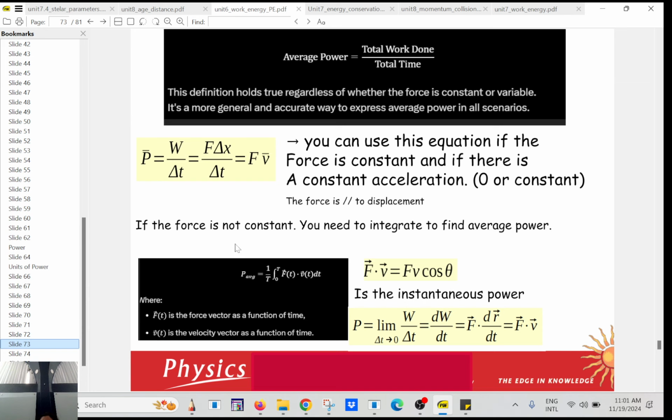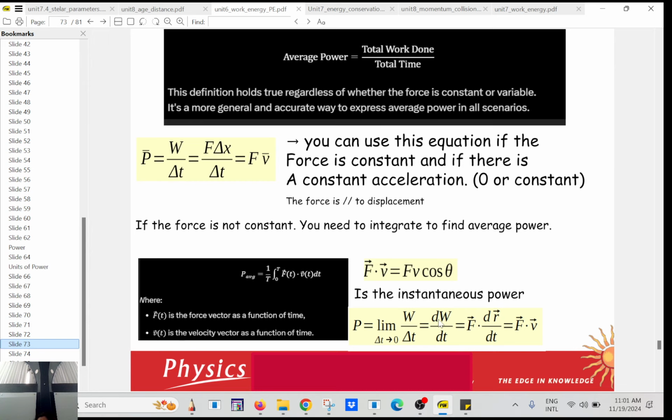Okay. Now, if the force is not constant, so that will be for our calculus component, since it's supposed to be calculus based. If you take a calculus class, you learn how to take the average of a function. How do we find an average of a function? You have to take the integral and you divide by the time elapsed. Okay, so that will be the definition of the average of a function. So that's what you did.